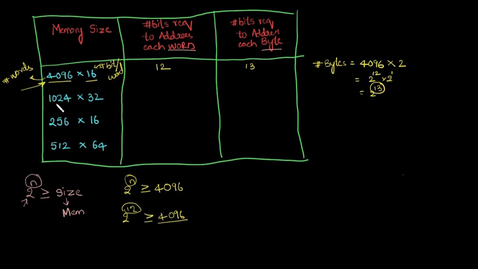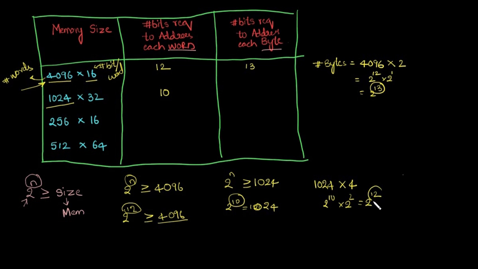Now moving on to the next memory size. The number of words is 1024. So we must find 2 power n greater than or equal to 1024. But 2 power 10 equals 1024. So 10 bits are required to address 1024 locations. The number of bytes in this memory is 1024 words into the number of bytes per each word, which is 4. 32 bits is nothing but 4 bytes. So 2 power 10 into 2 power 2 is nothing but 2 power 12. So 12 bits are required to address each byte in this memory scheme.